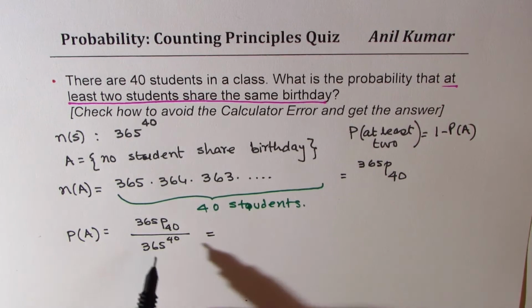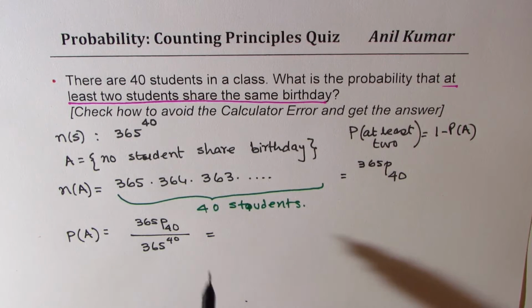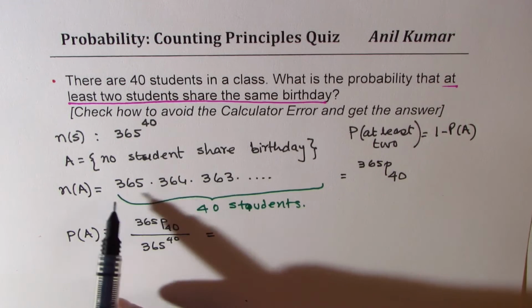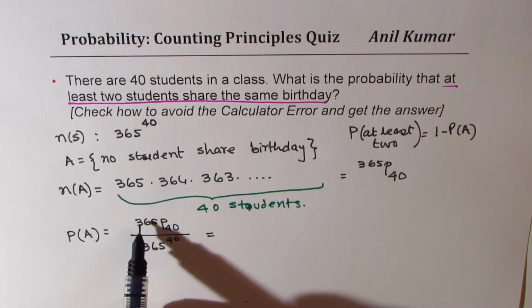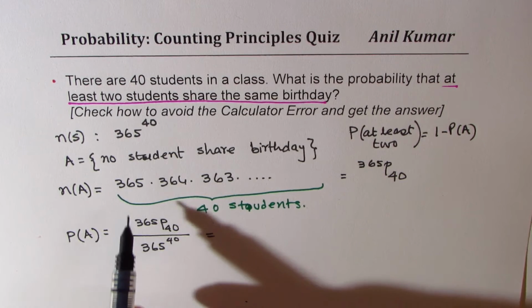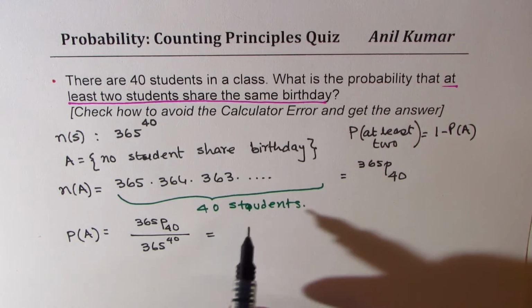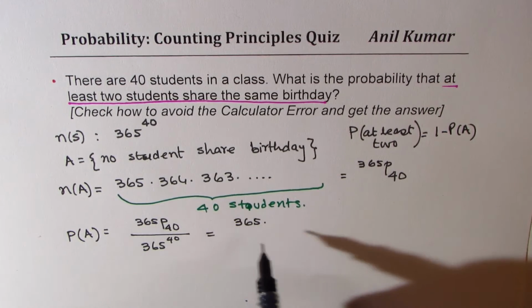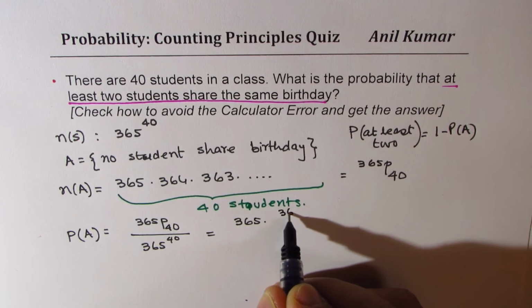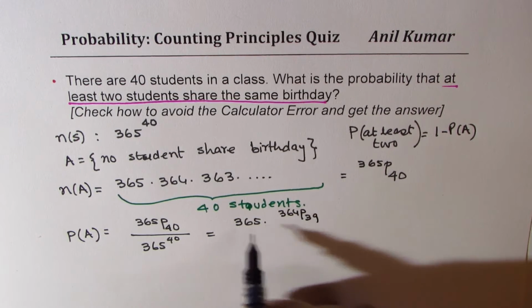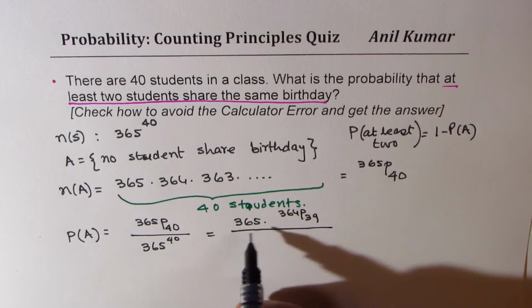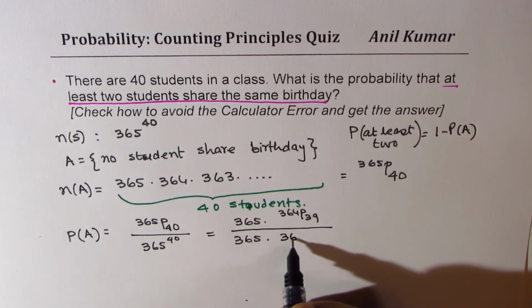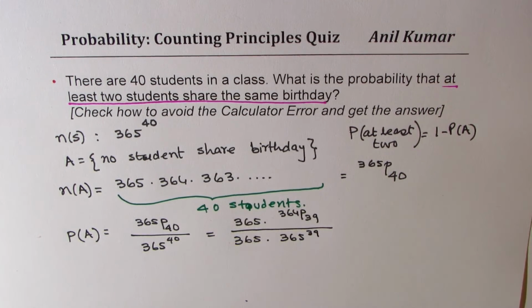So if you simplify, what you realize is that this number, 365 and 365, both are in the denominator. Perfect? Is that clear? So think like this. I could write this as 365 times 364 P 39. So I've already taken 1 here. And in the denominator, I could write this as 365 times 365 to the power of 39. Does it make sense to you?